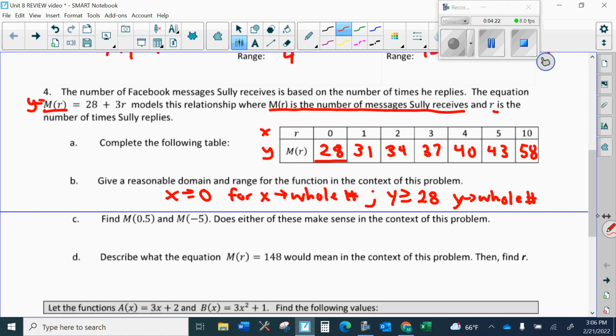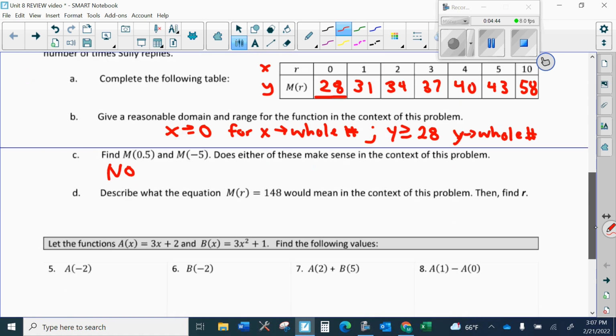Okay. Can you have -5 messages sent to him? No. Can he have 0.5? No. So does either make sense? No. Didn't say explain why, so I guess you don't have to. That's how the question is worded.